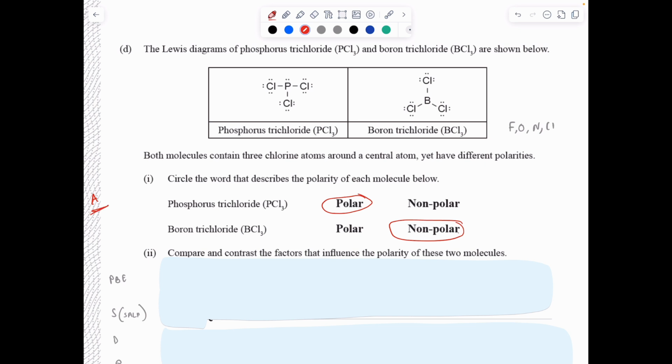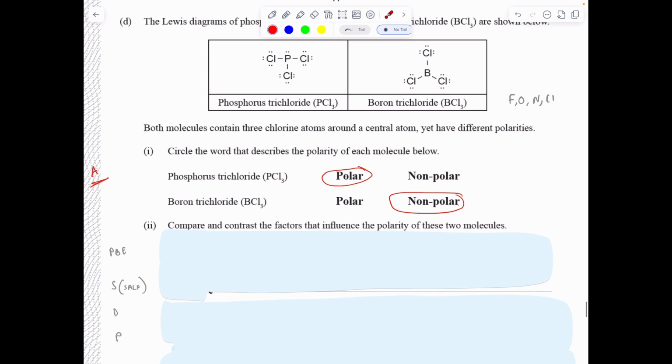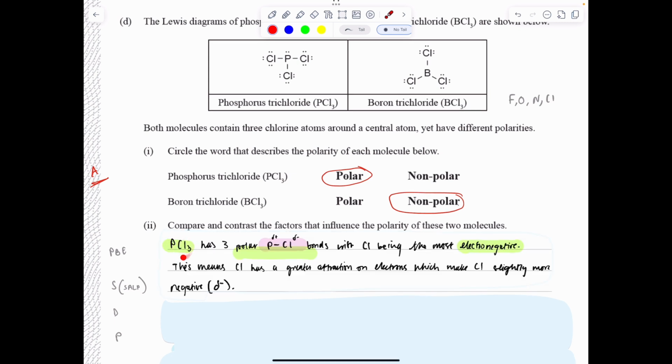Compare and contrast the factors that influence polarity of these two molecules. PBE, that's what I'm going to talk about first. PBE stands for polar bonds and electronegativity. So let's count the polar bonds around PCl3. I'm going to start off with that one. So PCl3 has 3 polar P-Cl bonds, and I've drawn the dipoles, with Cl being the most electronegative. This means Cl has greater attraction on electrons, which makes Cl slightly more negative and gives it this dipole.